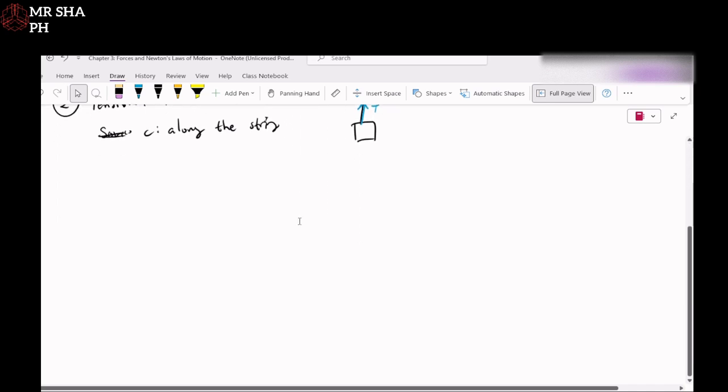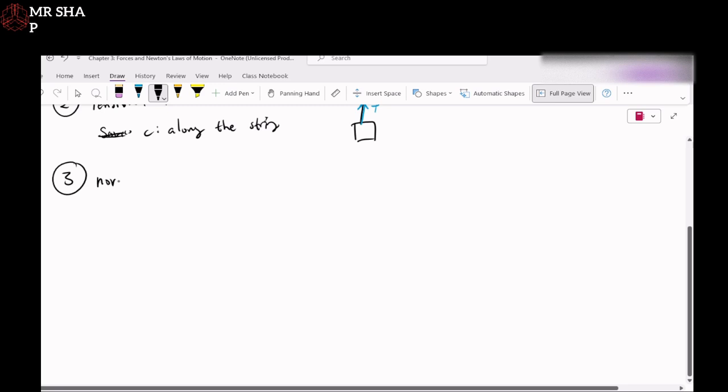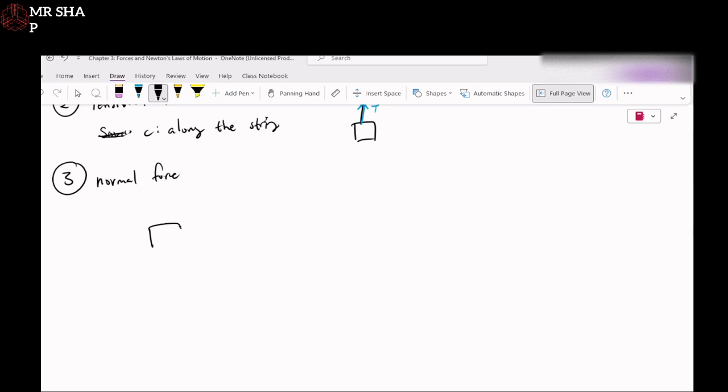Now, the third type of force we will consider is just a normal force. It's called normal force because it is normal to the surface. So this is the surface. This is your body. I mean, not your body, but a body. And then the normal force is going to be directed 90 degrees from that surface. It forms a form of support.